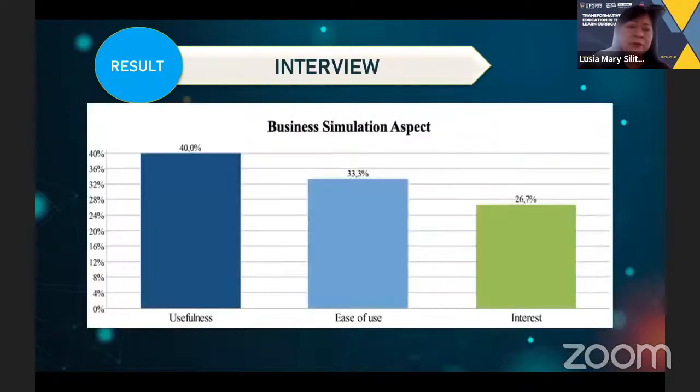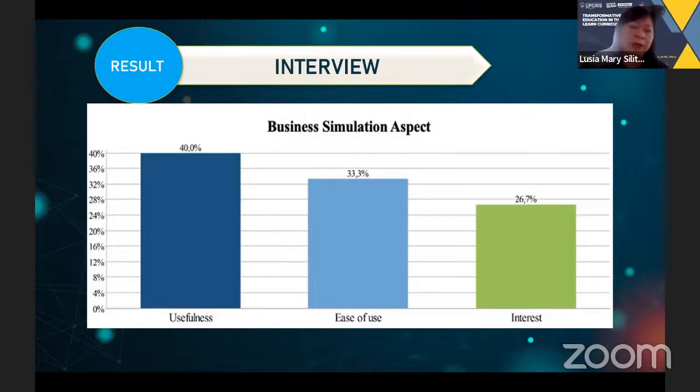And then the result of the interview. We can see here, the interview text was analyzed using MaxQDA. The function of MaxQDA is to quantify the qualitative data. So our transcription, our coding, everything was analyzed using MaxQDA. So this is the result of MaxQDA. We can see here, mostly students think that the usefulness of the game is the highest.